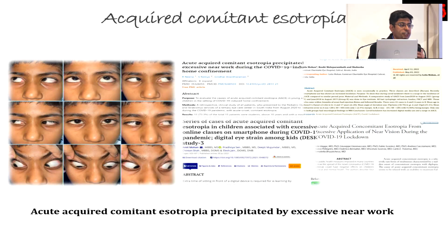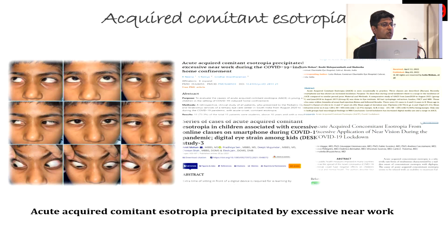I still haven't changed my investigative pattern. Obviously, look at the fundus. Get an imaging done. I still get an imaging done, although the pickup for imaging is now less than 10%, or probably even lower. Earlier, it was almost 90 to 100% pre-COVID. An acute comitant esotropia would come once in 3 or 4 months, and we would have all the residents sit and discuss and get the imaging and work on that.